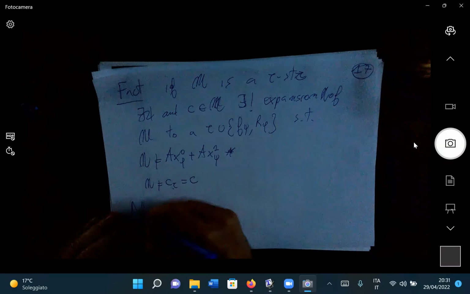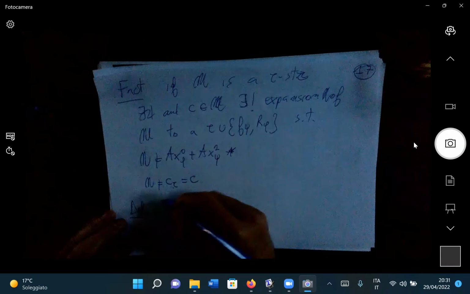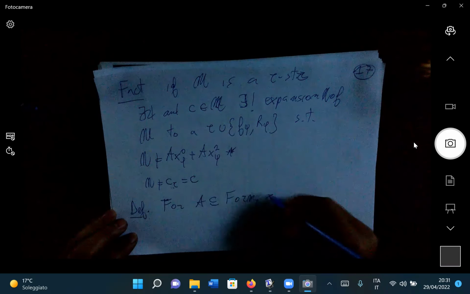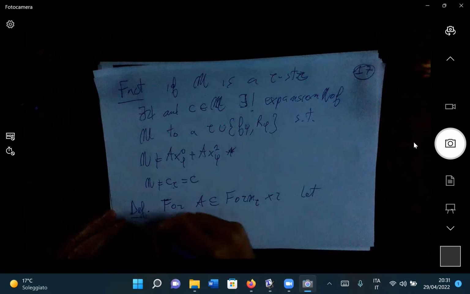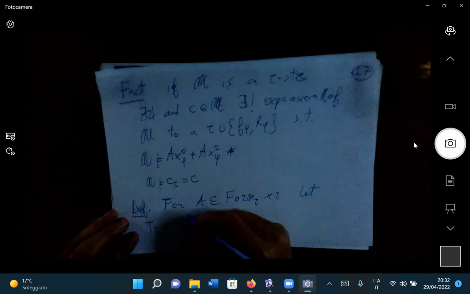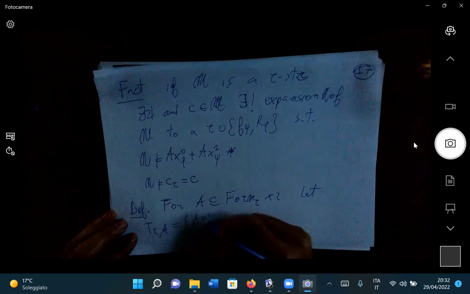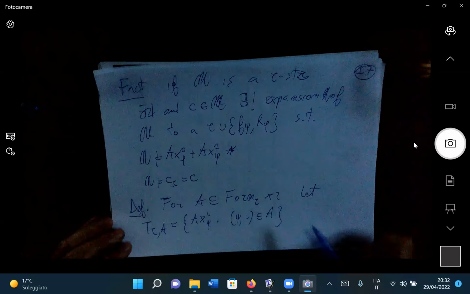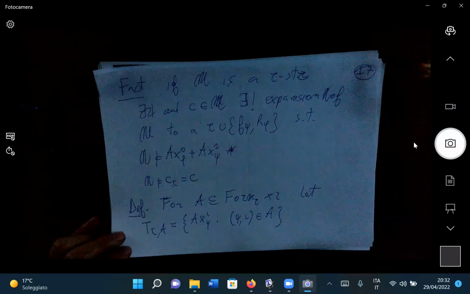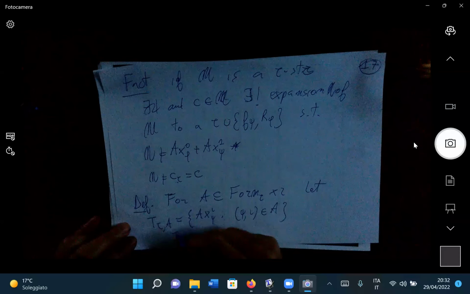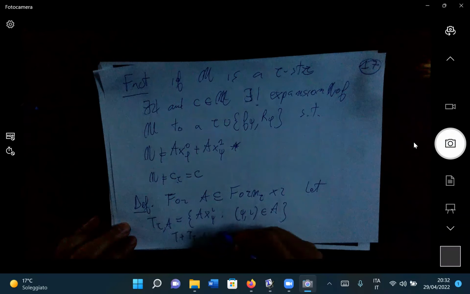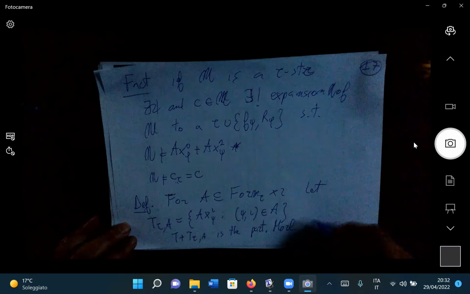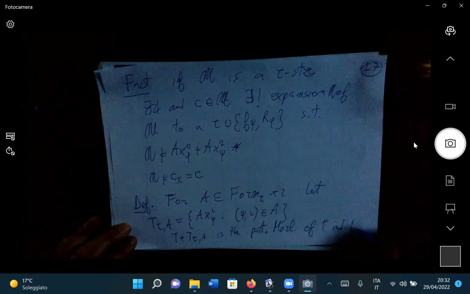So this allows me to define unambiguously, for A contained in formula of tau times 2, let T_tau^A equal X_i c, such that c_i belongs to A, and this is giving me a partial modernization of a theory. So T plus T_tau^A is the partial modernization of T induced by A.